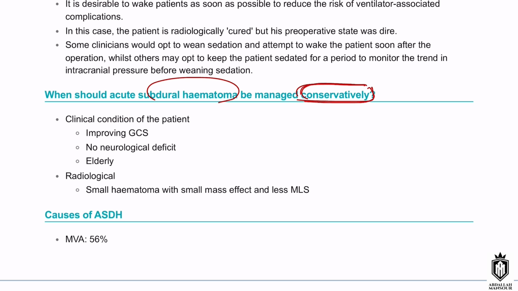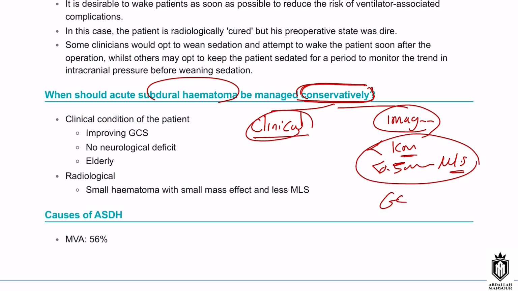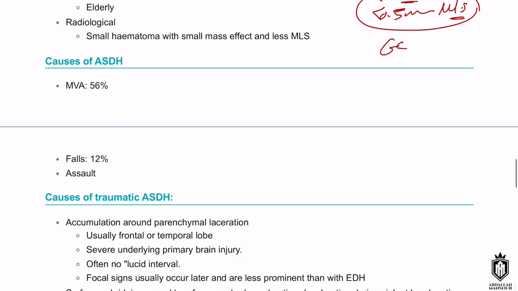Acute subdural hematoma can still be managed conservatively, and that will be based on, one, the clinical presentation, and two, the imaging. On imaging, if it is less than 1 centimeter thick and there is less than 0.5 centimeter midline shift, in addition to the patient's GCS being normal and improving clinically, and they don't have any neurological deficit or are not an elderly patient. Generally, the cause of subdural hematoma is traumatic.